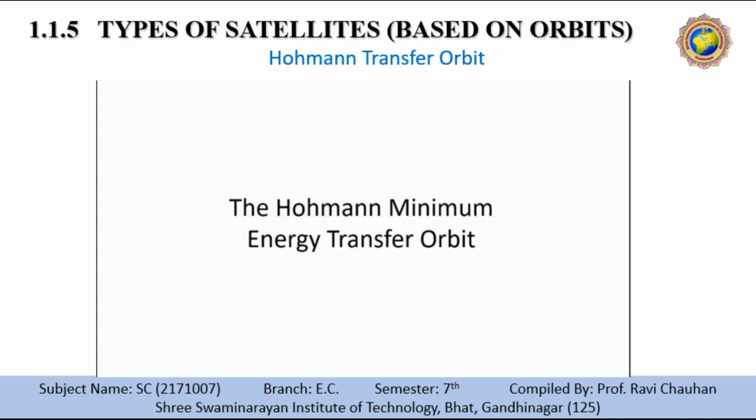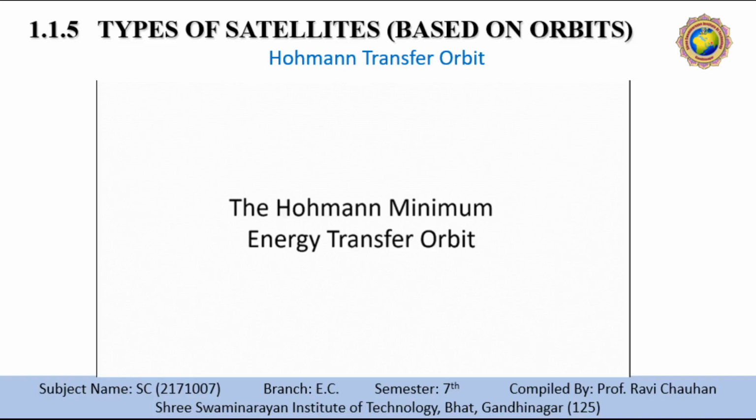The next is Hohmann transfer orbit. It is an intermediate orbit having a highly elliptical shape. It is usually used by the GEO satellites to reach their final destination orbit. Means it is a transitional orbit. It is used by the GEO satellites to reach their final destination orbits.